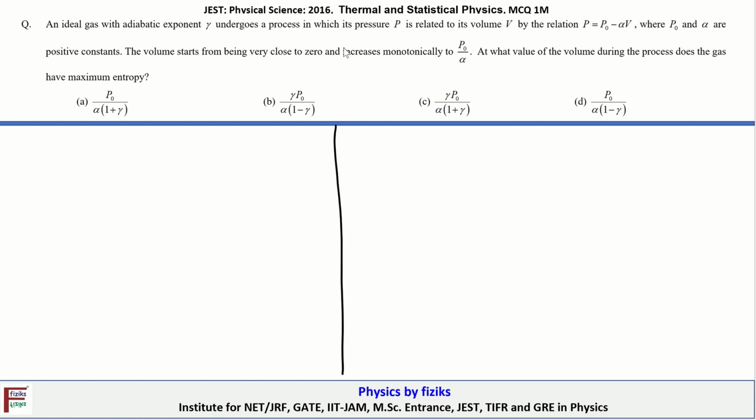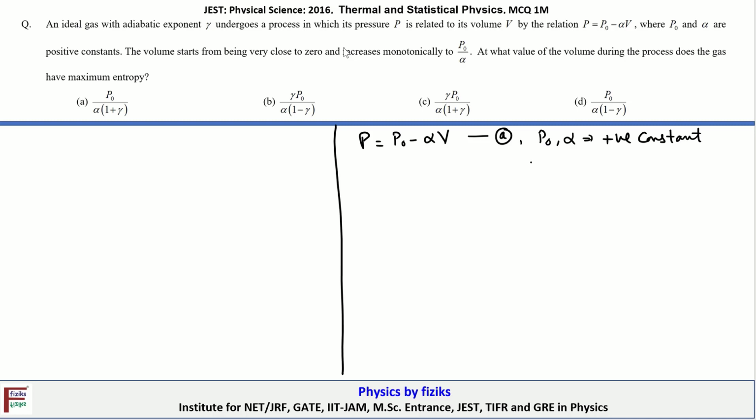which connects the pressure with the volume: P equals P naught minus alpha times V. Let's call this equation 1. Here P naught and alpha are given to be positive constants. Let's call this equation A. The volume starts from being very close to 0 and increases monotonically to P naught by alpha. At what value of volume during the process does the gas have maximum entropy?